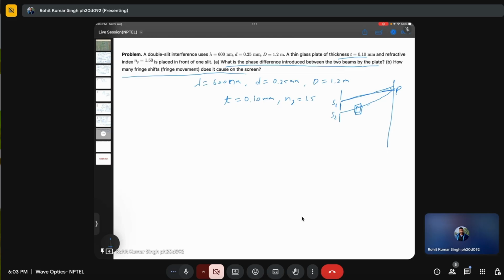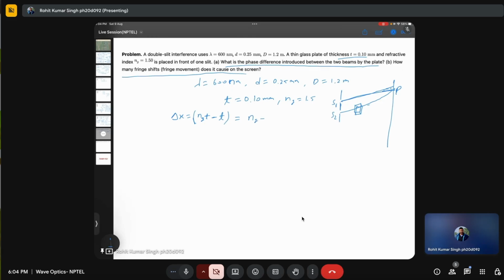I think everyone knows how this problem can be solved. This is the easy one, right? But anyway, let's do it. So the path difference will be delta x. Now the light will travel a path given by n_g times t, right? And earlier it was traveling only t. So this is the difference of the path length, which we can calculate.